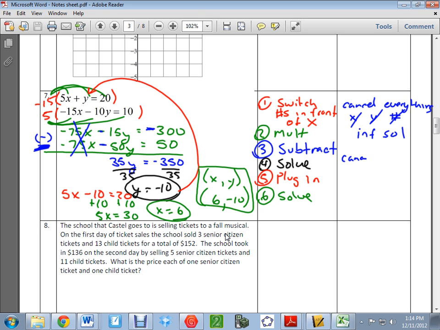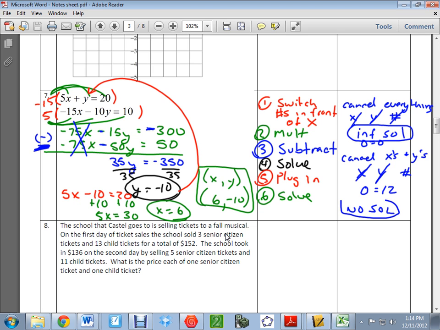If you cancel most things, which are the x's and the y's, but the numbers are still there, you will be left with something like 0 is equal to 12. If this is what you're left with, 0 equals 12, that would be an example of no solutions. 0 equals 0 is infinite solutions.